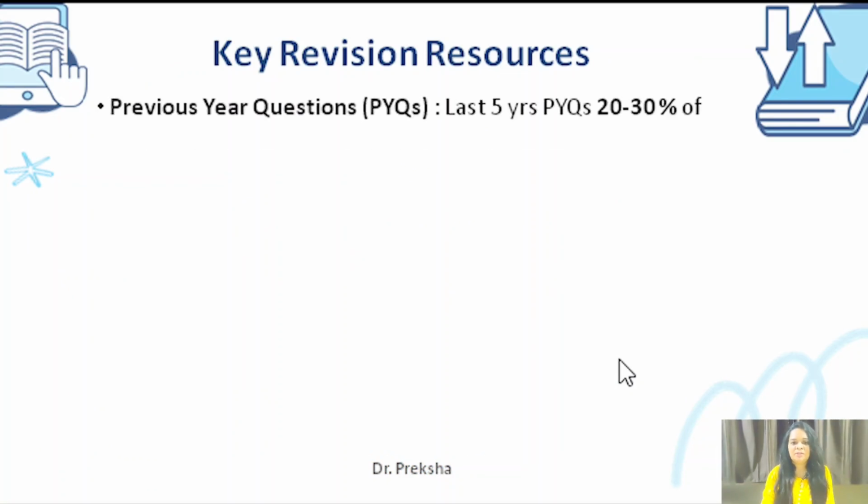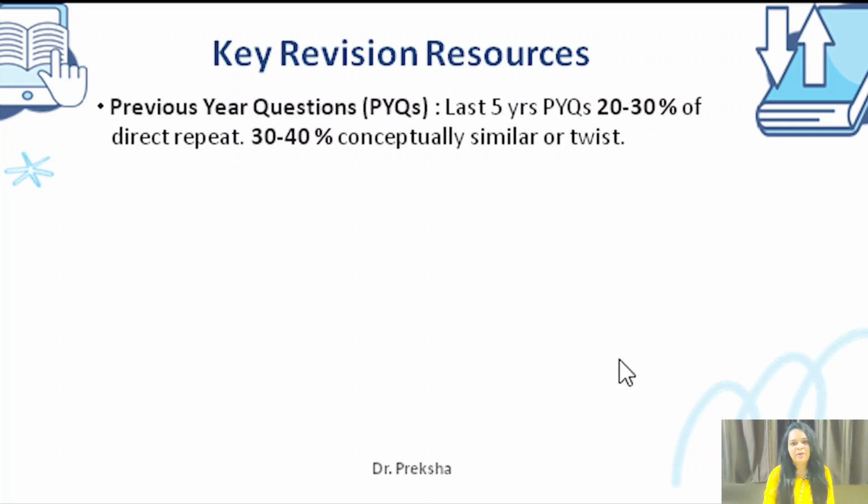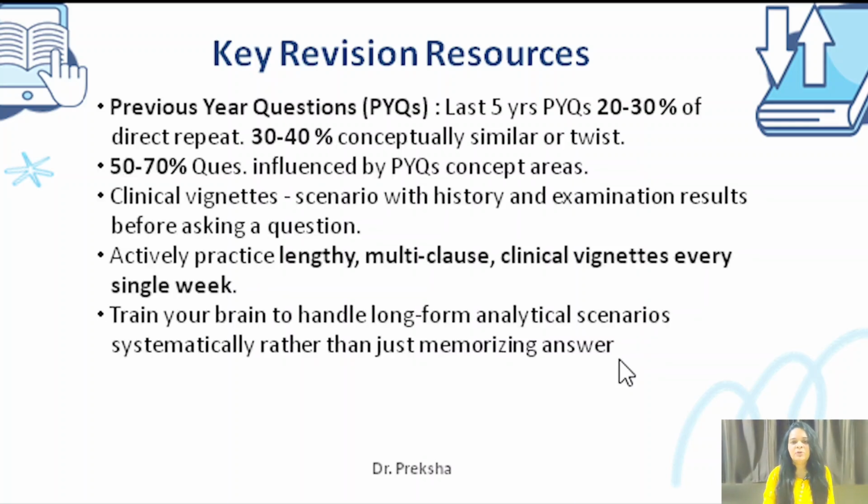Previous year questions. So you have to study the last 5 years of PYQ. 20 to 30% of these questions are direct repeats and 30 to 40% conceptually similar or twist type questions are asked in the FMG exam. So let me clear the confusion of most of the students. They think that the PYQs are direct repeats most of the time in the exam, but this may be partially true. Only 20 to 30% are direct repeats, 30 to 40% are conceptually similar or from a similar topic, and these are repeated year after year in every exam.